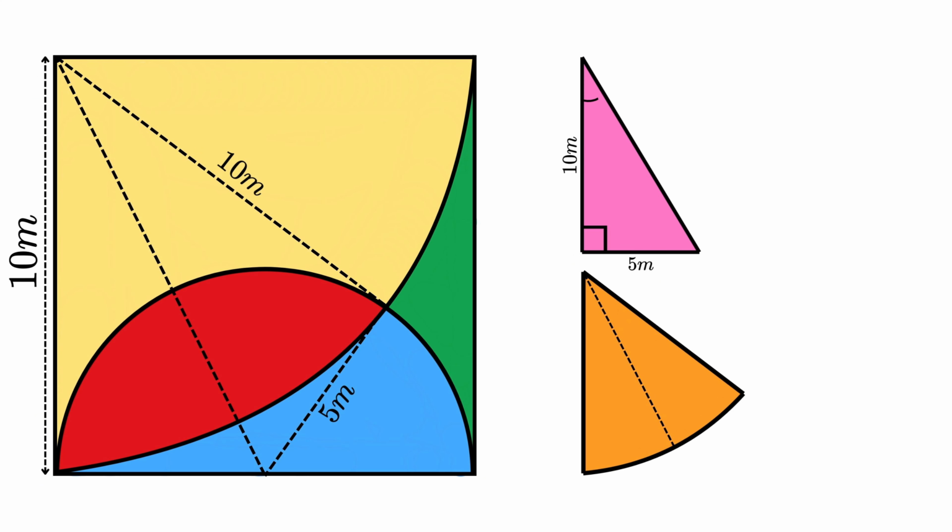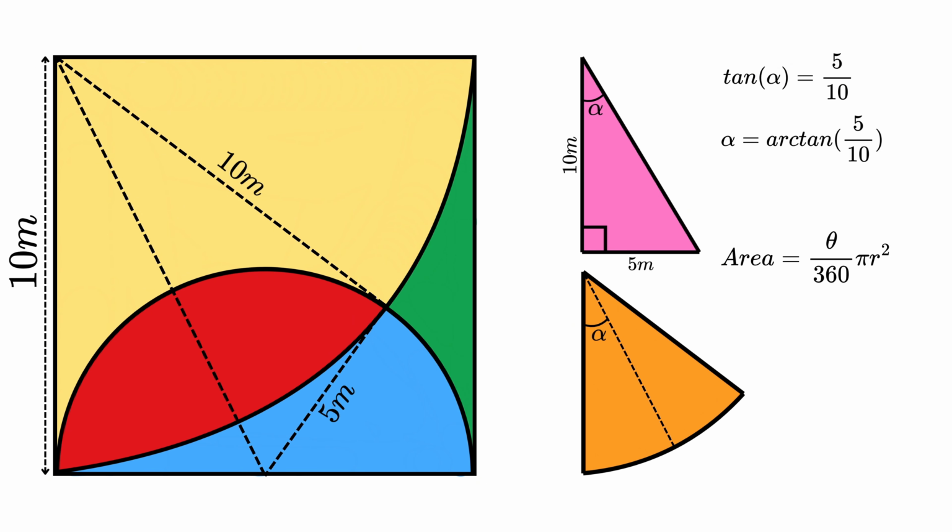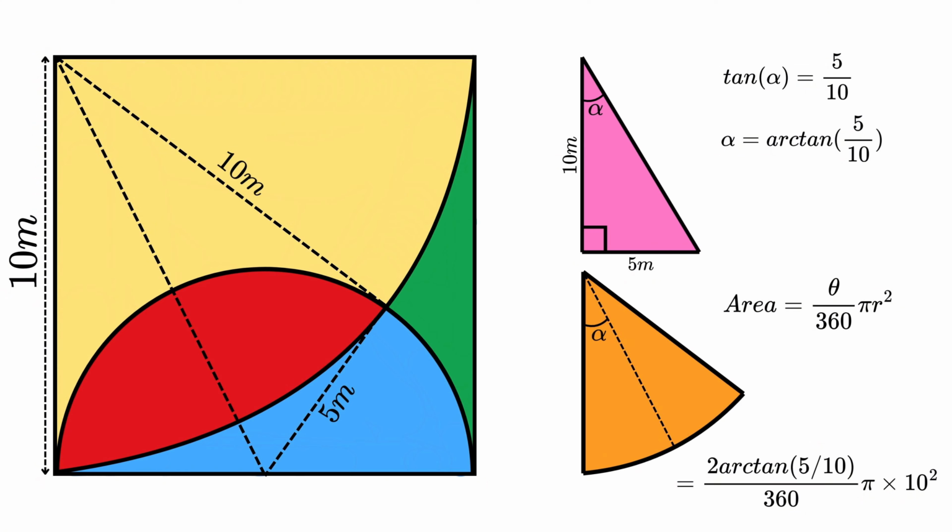Next, we're going to take a look at the sector created by the arc of the red segment and the quarter circle. We want to work out angle alpha, which will enable us to calculate the area of the sector. Using SOHCAHTOA, we can say that tan alpha equals 5 over 10, so alpha equals arctan of 5 over 10. The area of a sector is pi r squared times the internal angle divided by 360 degrees. Substituting in our value for alpha, we get 2 times arctan of a half divided by 360 times pi times 10 squared.